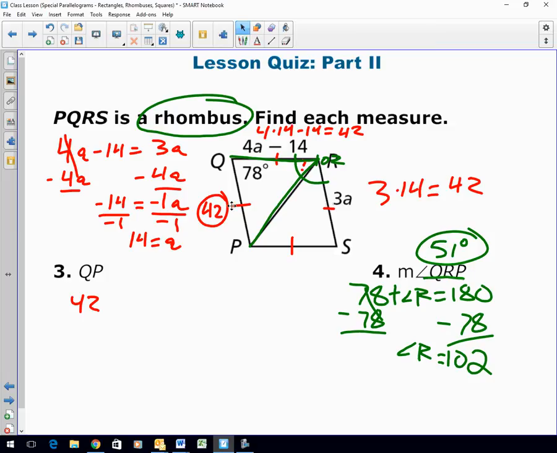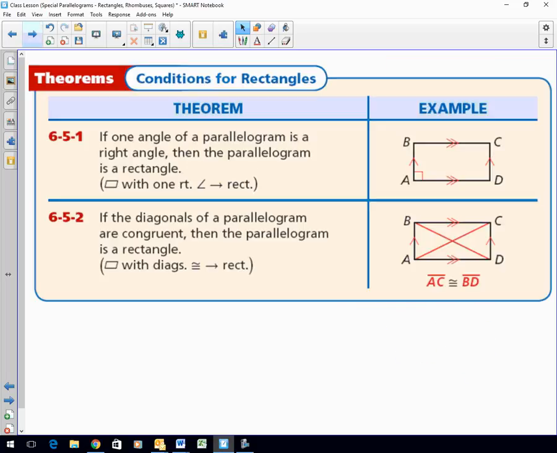I'm done. All right. Hey, y'all, listen. Stay off your phones, and this will go fast. You don't have to write this down. I just want you to listen, and I think you'll absorb it. First thing is this. If one angle of a parallelogram is a right angle, then that is a rectangle.